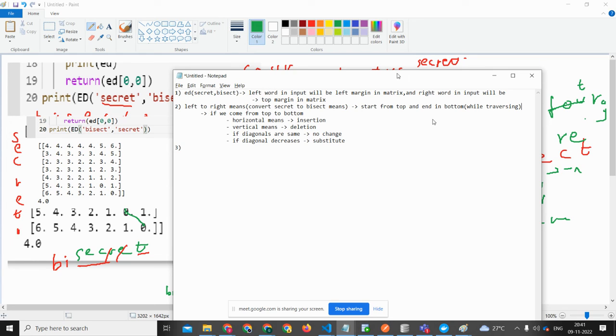Is it fine, guys? Yes. If we come from top to bottom, horizontal line, let's say like that. Horizontal line means insertion. Vertical line means deletion. If diagonals are same, no change. This is okay, I think, right? This should give us an idea of this.